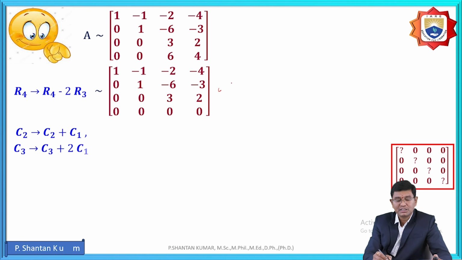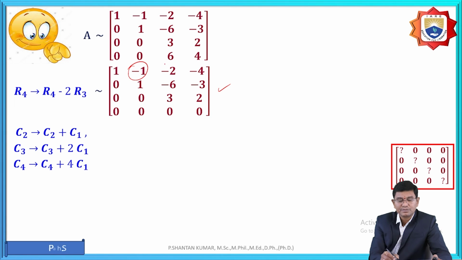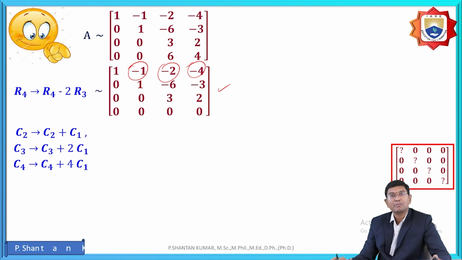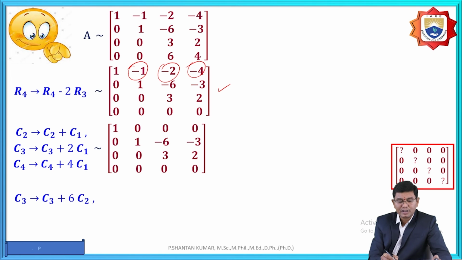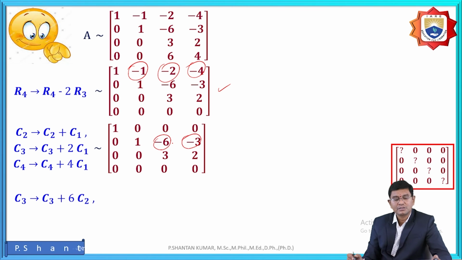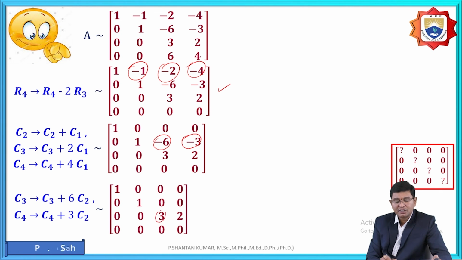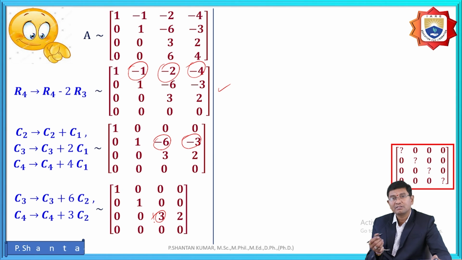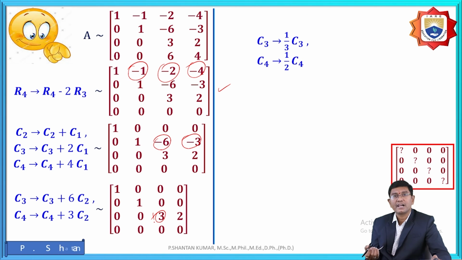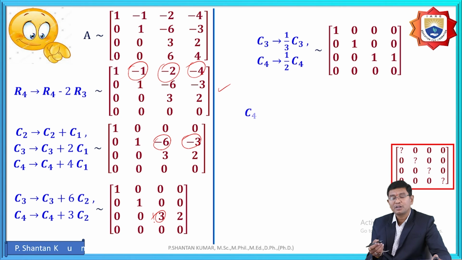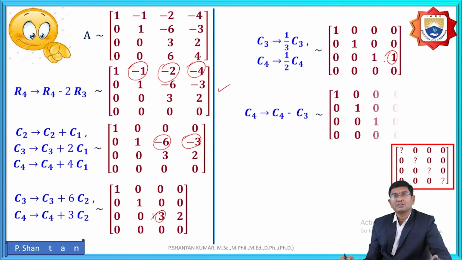For example, these are the operations, and further we need to reduce it to 0 and 0 and 0. Based upon that we get the matrix, and again we need to reduce it. We can get the value 1 with the help of C3 divided by 3 or C3 minus C4, by any operation we can apply. Similarly, C4 divided by 2 also gives the value. For convenience we can do that. And C4 is reduced to 0 by C4 minus C3, and then the matrix is reduced to this.